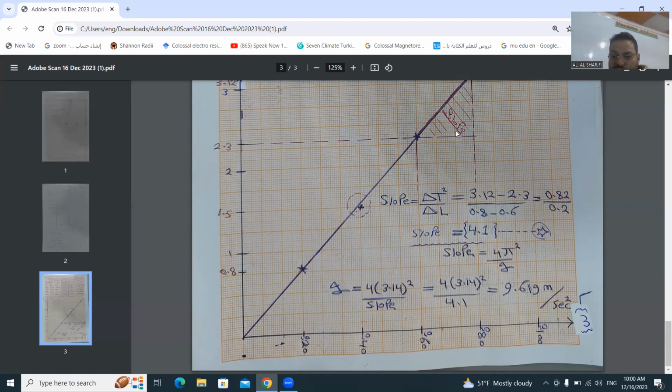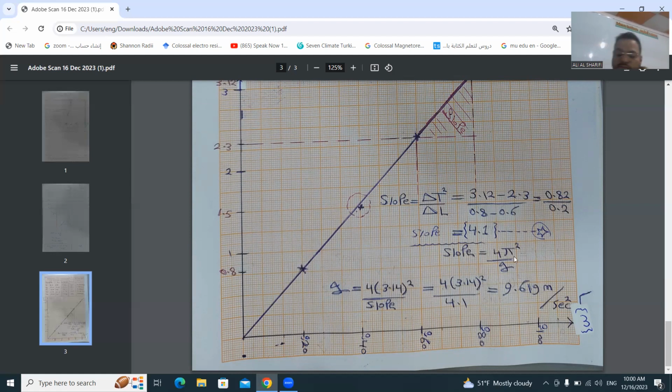Now let's calculate the slope. Delta T squared divided by delta L in meters. The slope result equals 4.1. To be sure your results are going to the right point, the slope must be approximately 4. A little bit less, a little bit more, it's acceptable. Otherwise, your acceleration will be wrong.